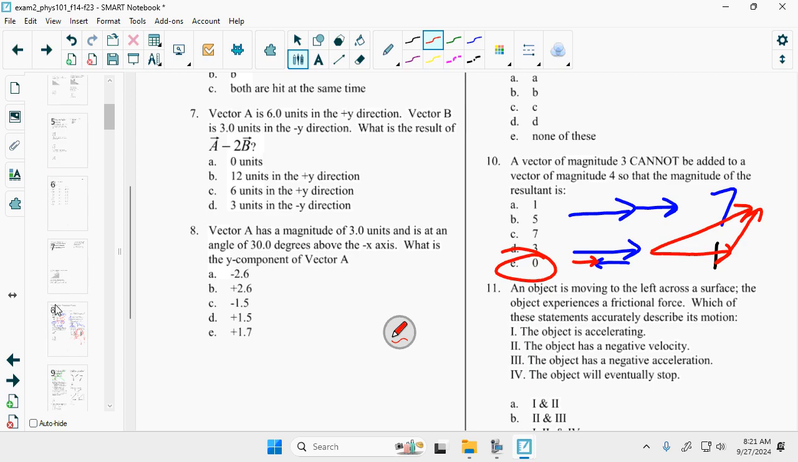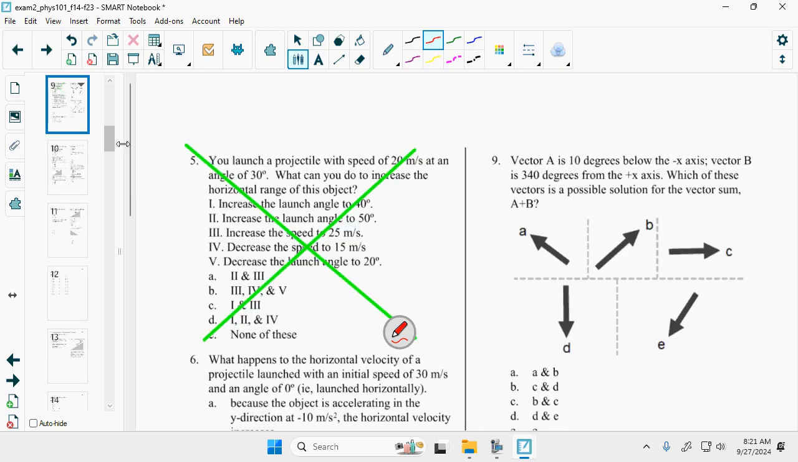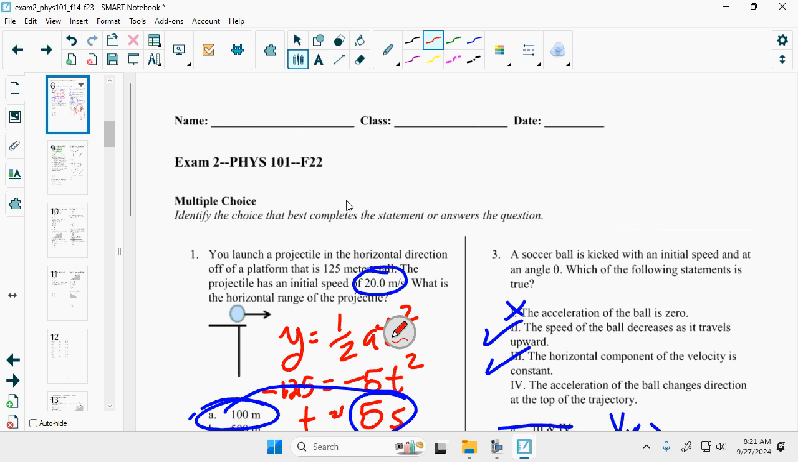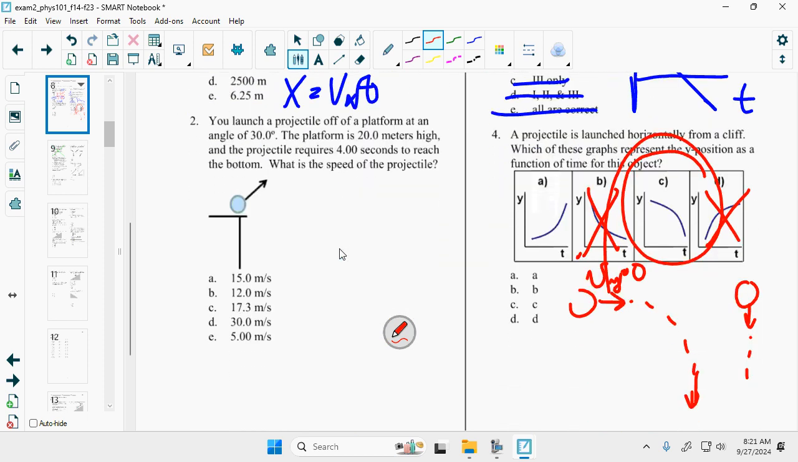Okay? Other particular questions? Yeah, Abigail? Fall 22? Sure. Number 2. Okay, so anytime you have the time, this is going to be relatively easy. Since I have the time there, and I want to know the speed of the projectile at 4 seconds, that's going to be right about here. Recognize that it has a Vx and a Vy.